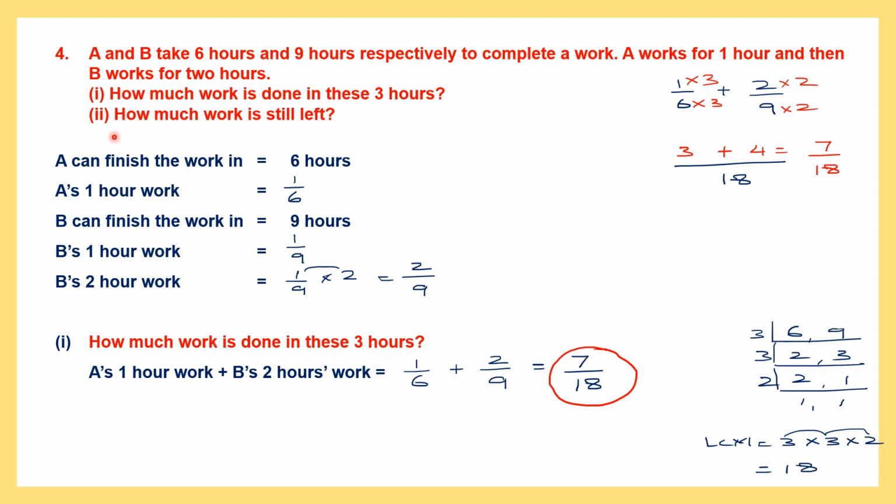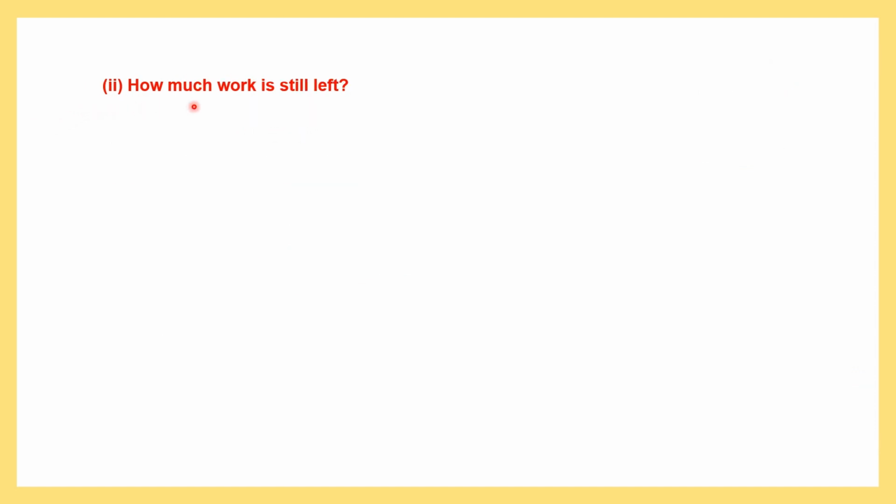Now we need to go to the second question. How much work is still left? To find out how much work is still left, we have to take the total work and subtract the work done from it. Then we will know how much work is left. So total work is 1 and work still left will be 1, that is the total work, minus the work done, that is 7 by 18. 1 minus 7 by 18.